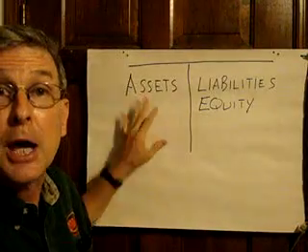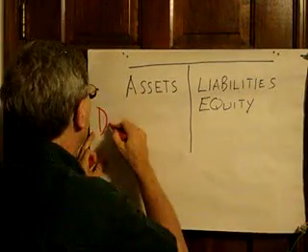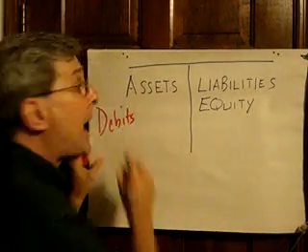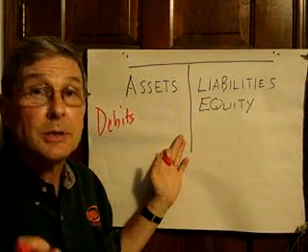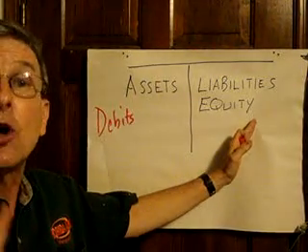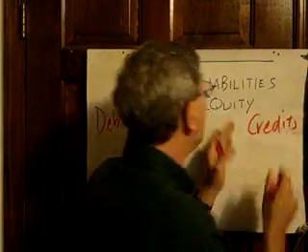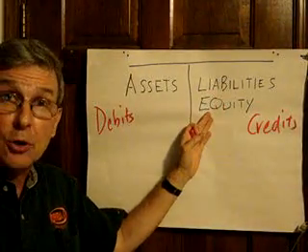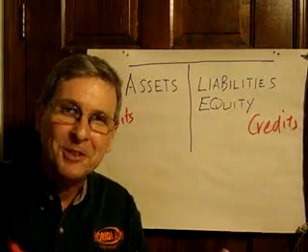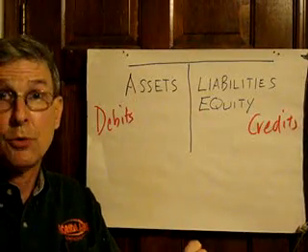Now, going back to the Middle Ages when the accounting system was evolving, what they did was they decided to call the left side debits. So assets are debits. If you have an asset, that's a debit. And the right side, they decided to call it credits. So if you have a liability or an equity, that's a credit. Now, that's easy to remember. Let's take it one step further.